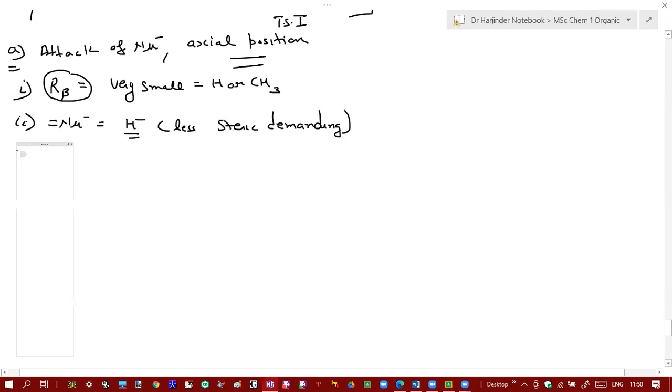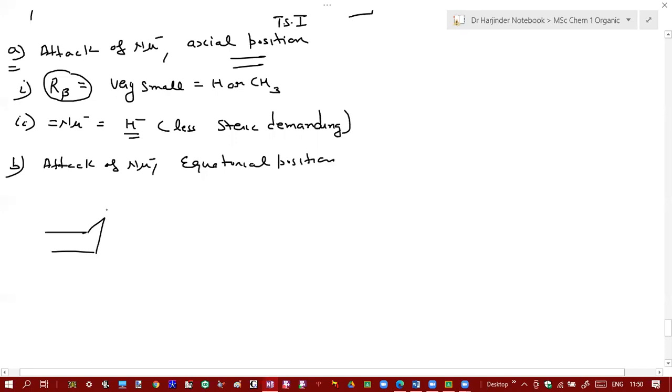On the other hand, let us look at the second case, when attack takes place from the equatorial position. So if the attack of the nucleophile occurs from the equatorial position, let's see quickly what will happen. Again you have this carbonyl group, and now the nucleophile will attack from the equatorial position. Suppose you have an R beta over here, an R gamma over here, and these are the alpha hydrogens.